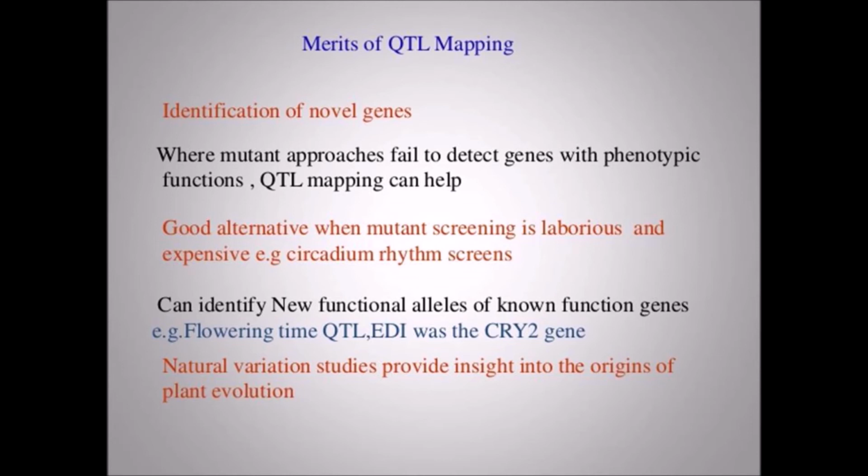Here are the merits of QTL mapping. First one is identification of novel genes. Where mutant approaches fail to detect genes with phenotypic function, QTL mapping can help. Good alternative when mutant screening is laborious and expensive. Example, circadian rhythm screens can identify new functional alleles of non-function gene. Example, flowering time QTL, EDA was the Cry2 gene. Natural variation studies provide insight into the origin of plant evolution.